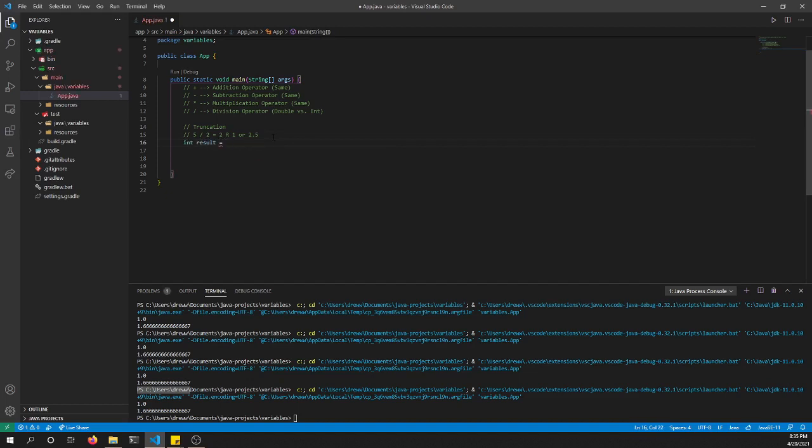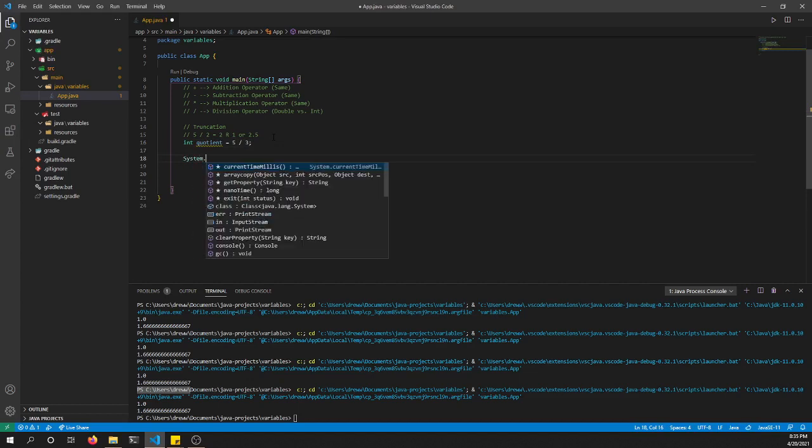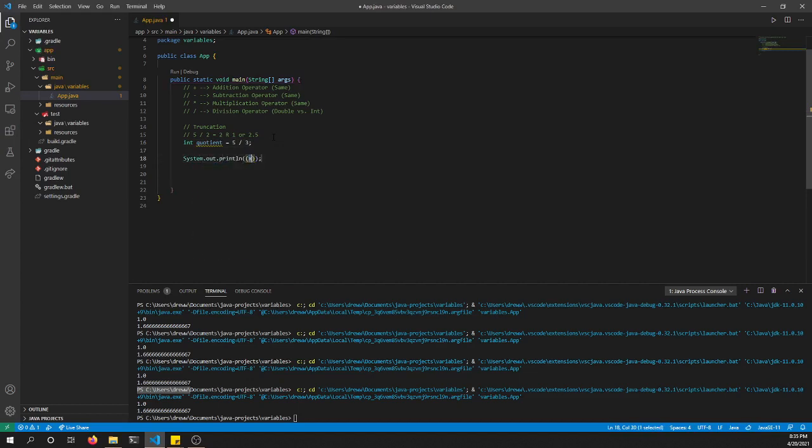I believe this works with doubles as well, but we'll stick to talking about it with integers because that's where you'll see it most often. And I'm going to make a note here. We're going to call this result the quotient, 5 divided by 3. And we're going to print our quotient. Remember, quotient is just the mathematical term for when you divide two numbers.